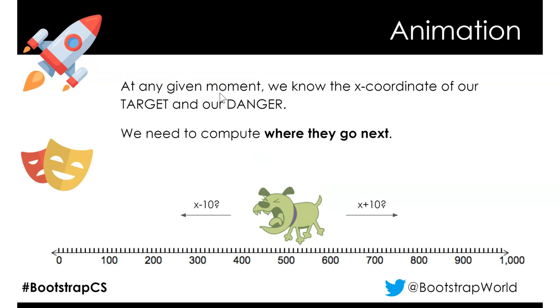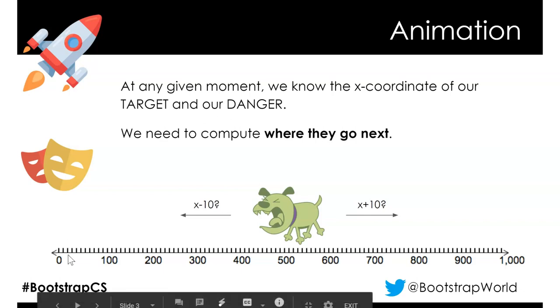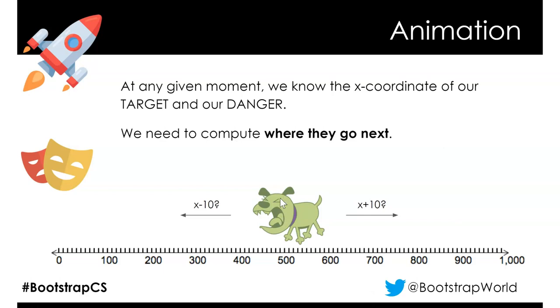At any given moment, we know the X coordinate of target and danger. If you remember on this number line, they're doing it for 1,000. But on our frame in our game, we're doing 640 on the bottom and 480 up and down. So at any given moment, our program knows where all of the images are on the screen, and we can write a function to tell the computer what to do on the next frame.